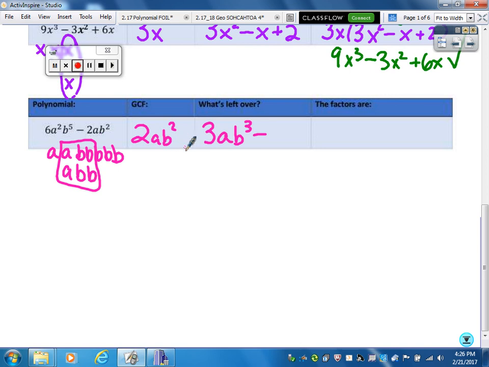So suddenly we do have to write our ninja 1 because of this negative 2 divided by this 2, because I have nothing else there to talk about. Got to talk about that coefficient instead. Alright, factors are then, put it all together: your GCF in front, and your 3AB cubed minus your 1 left over. Again, those 2 factors are the 2 things you multiplied together to get that polynomial.